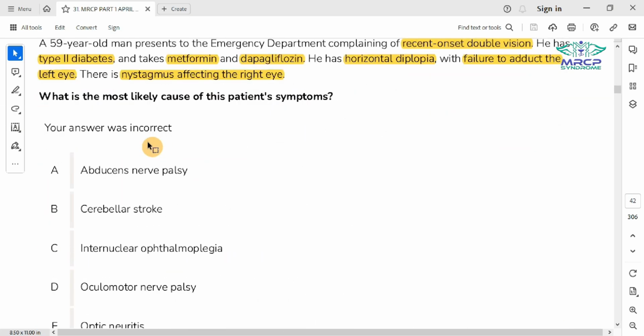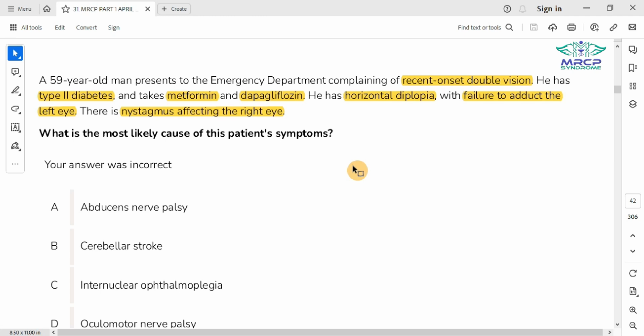What is the most likely cause of the patient's symptoms? Abducens nerve palsy, cerebellar stroke, internuclear ophthalmoplegia, oculomotor nerve palsy, optic neuritis. A 59-year-old man presents to the emergency department complaining of recent onset double vision. He has type 2 diabetes and takes metformin and dapagliflozin. He has horizontal diplopia with the failure to adduct the left eye, and there is a nystagmus affecting the right eye. So what is the cause?